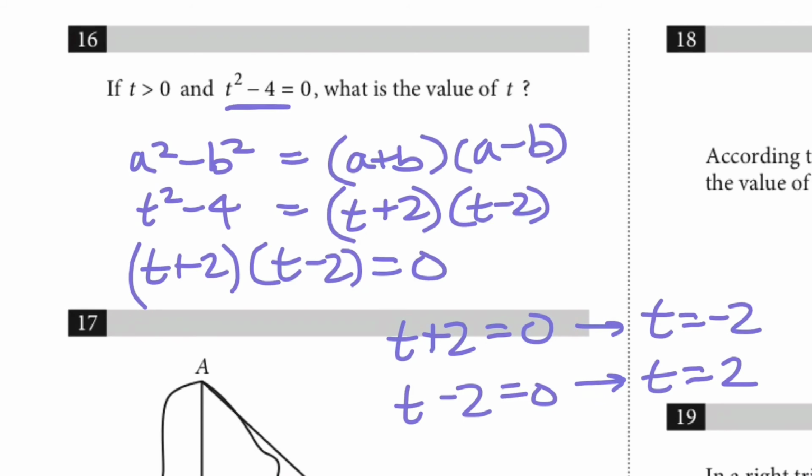So now when you look here, you have two possible answers and you don't know what to grid in. But if I look back at the question, I see that t should be greater than 0. So my answer can't be t is equal to negative 2 because that's less than 0. So I grid in the number 2.